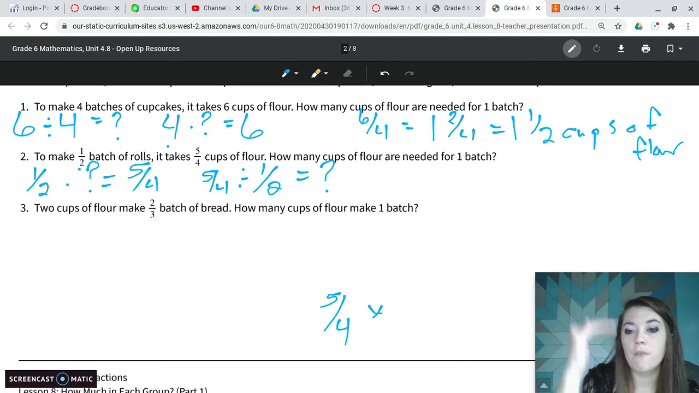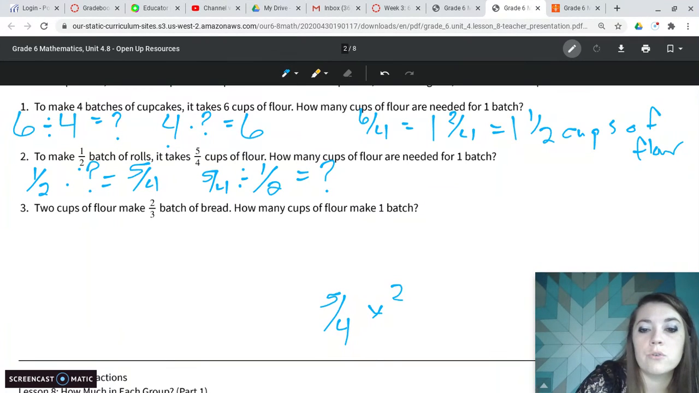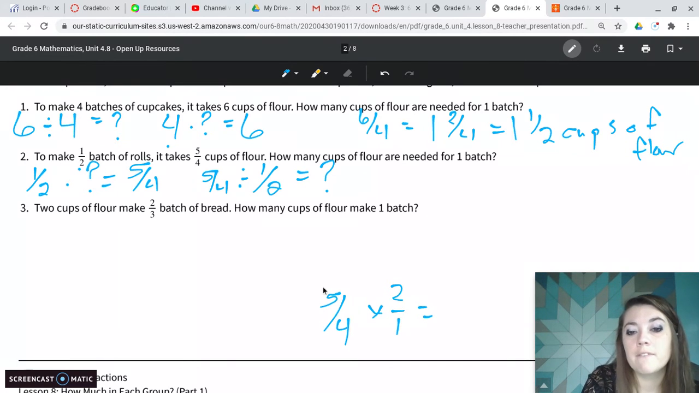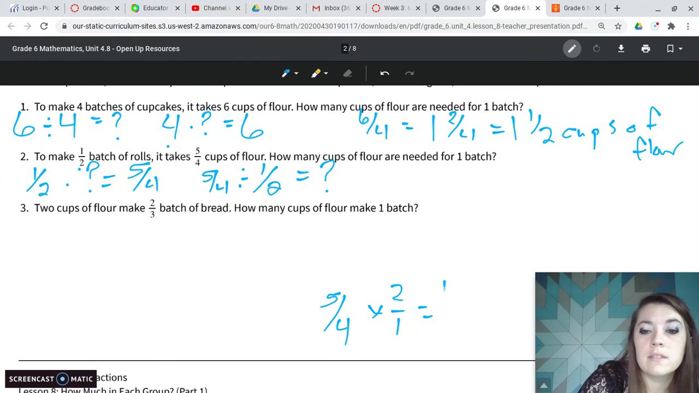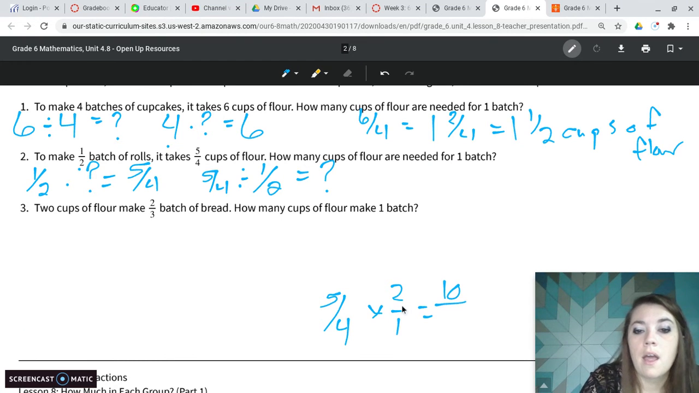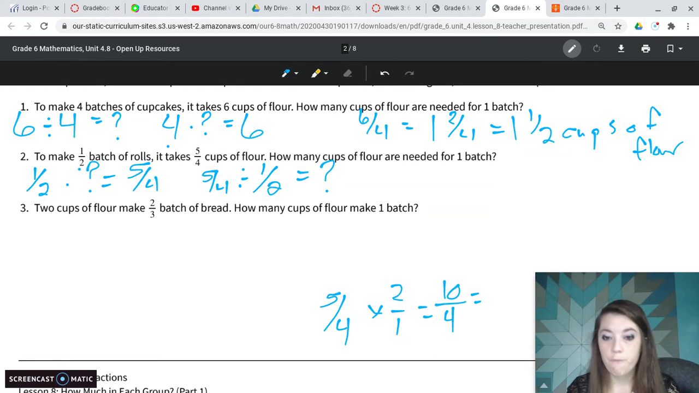So initially we have 1/2. We flip that. Now we have 2/1. So now 5 times 2 is 10. And 4 times 1 is 4. So we end up with 10 fourths, or how many times can 4 go into 10?